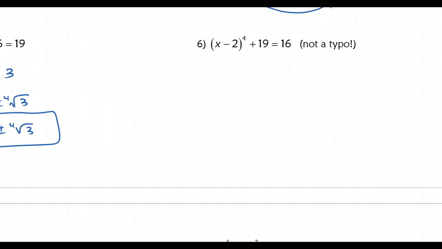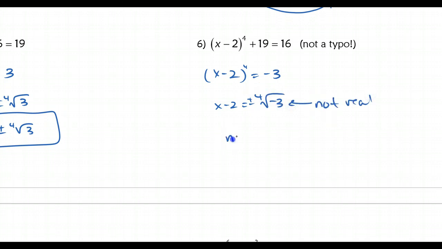In problem number 6, this is not a typo. The reason why is because I want you to see when you subtract that 19 over the other side and you try to take the fourth root here, this is not real. So this has no real solutions, and we stop. Okay?